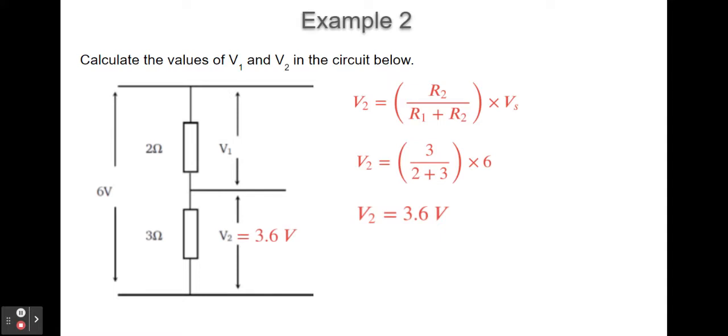Now, this is a potential divider. The supply voltage divides between the two resistors. Therefore, the voltage across the other resistor is going to be the supply voltage minus V2, which is 6 minus 3.6, in this case, which is 2.4 volts. And I've worked out the voltage across both.